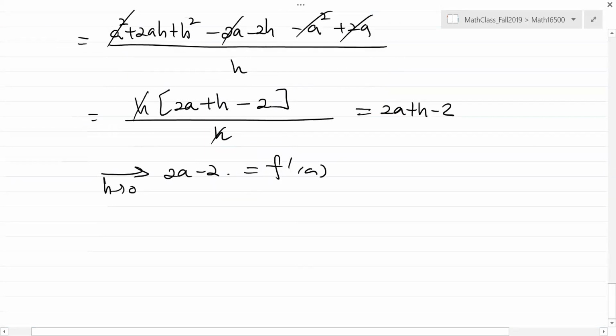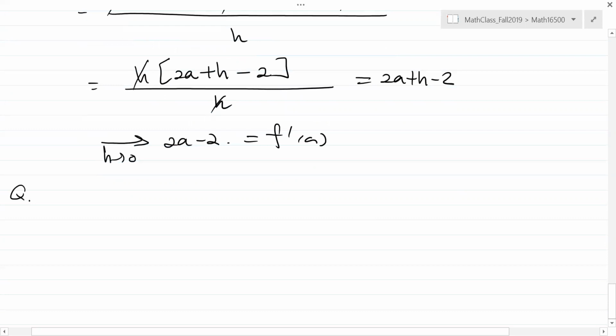We are going to learn more formulas in the next section, using formulas to find the derivative. But right now, the only formula we figured out is for the power function, the derivative of the power function. Let's look at the next problem.